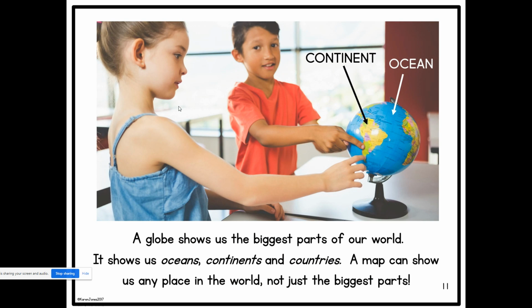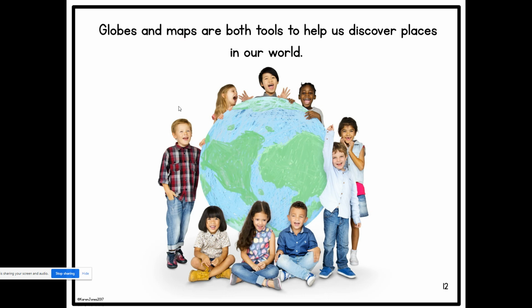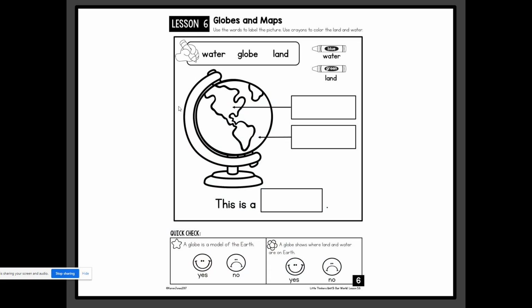The globe can show us the biggest parts of the world. It shows us the oceans, the continents, which are the big bodies of land, and all the countries. A map can show us any place in the world, not just the biggest parts. But on the Earth, it's just the globe, it's just the big parts. Globes and maps are both tools to help us discover places in our beautiful world.